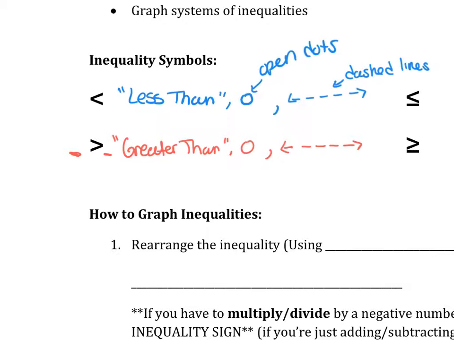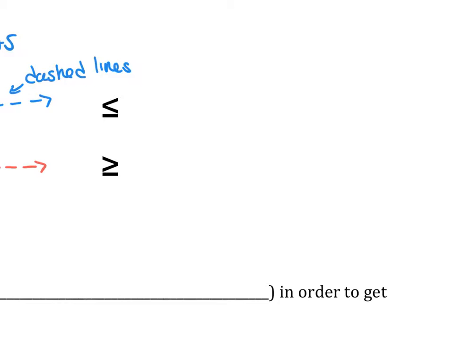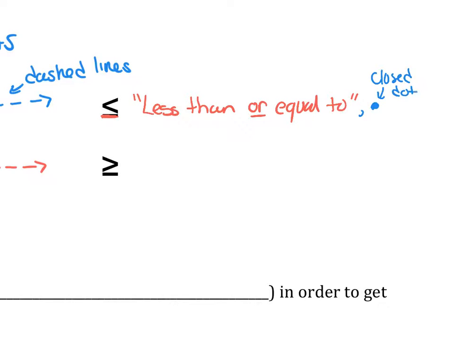the symbols look similar. The only difference is there's this line underneath, and this means or equal to. So now a value can be less than or equal to something else. So less than or equal to. And for this, we would have closed dots and solid lines.